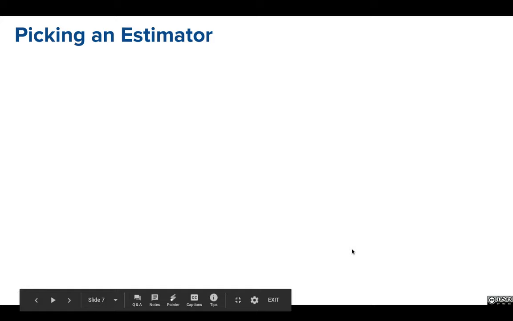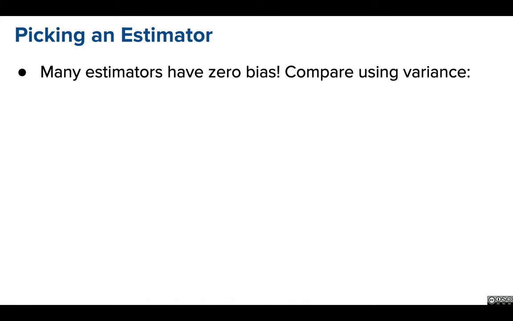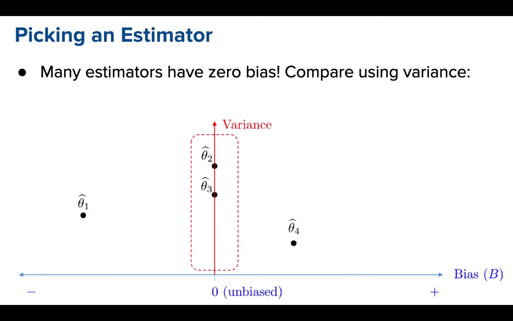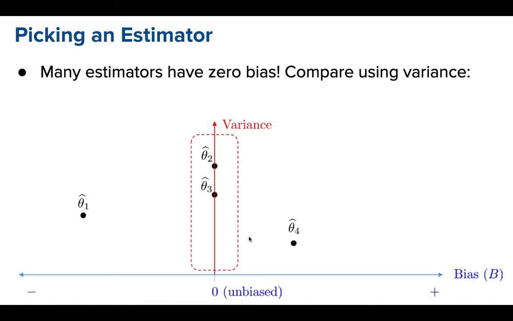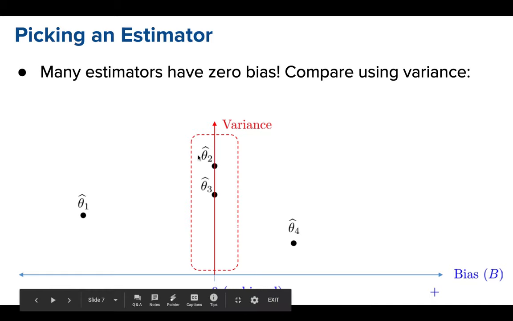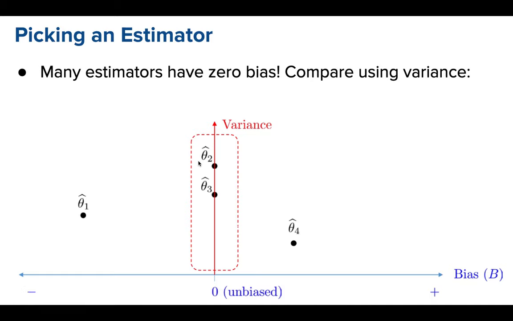Okay, so usually there are many estimators that are unbiased, and so to compare estimators that are unbiased, we add another dimension. We can compare estimators using variance. So here I have theta 1, theta 2, theta 3, theta 4. But once I look at the variance of each estimator, I see that theta 3 has a lower variance than theta 2. So in this case, I would say to myself, okay, theta 3 seems pretty good. It has both lower bias than everyone else and lower variance than everyone else. This is like our optimal estimator.